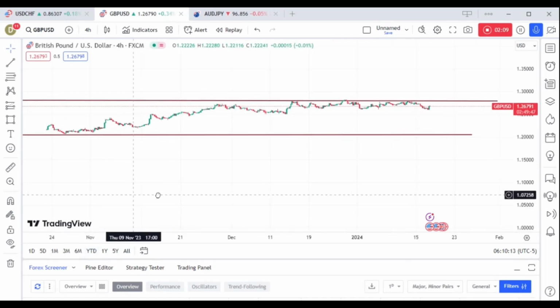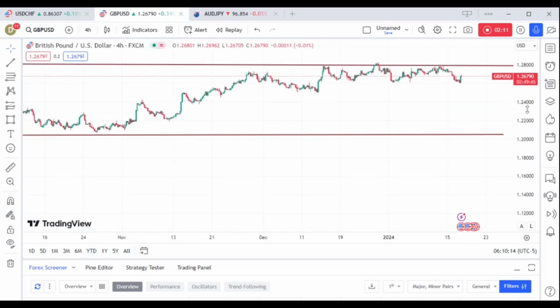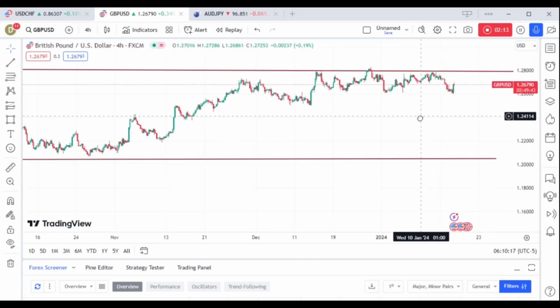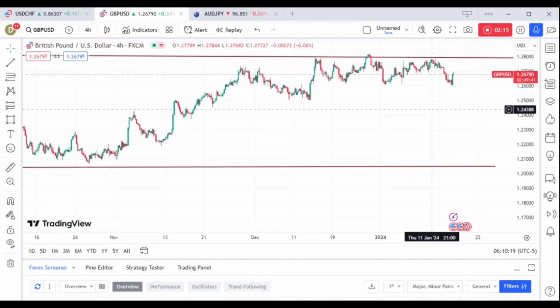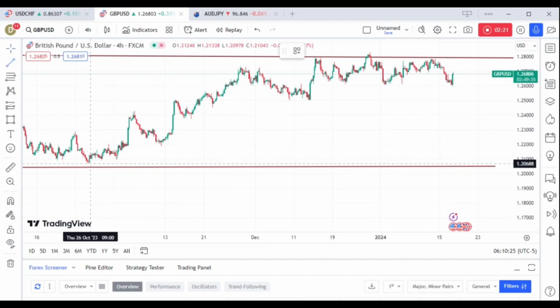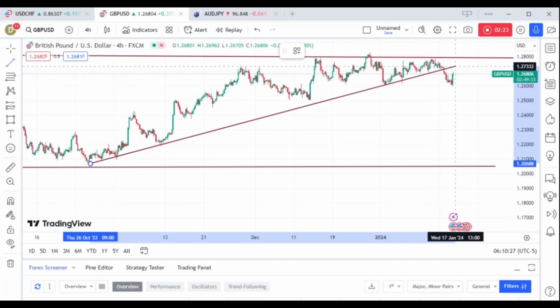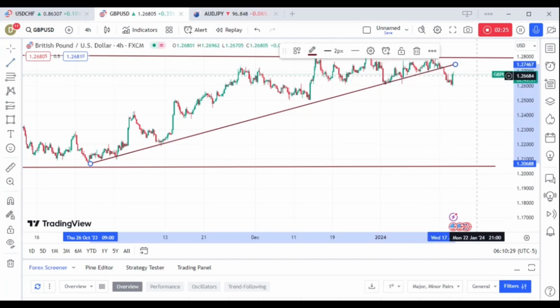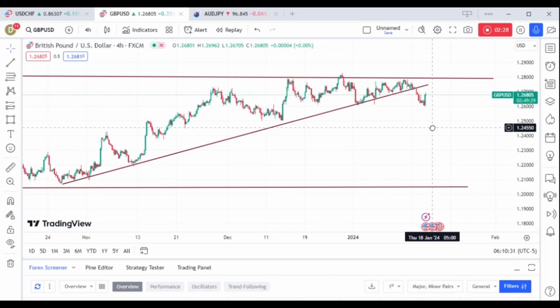Now on the 4 hours time frame, we can clearly see that the price is in an uptrend. And how are we seeing that? We are seeing that price is creating a series of higher highs and higher lows. And with our trend as well, we can see clearly that price is respecting this trend.